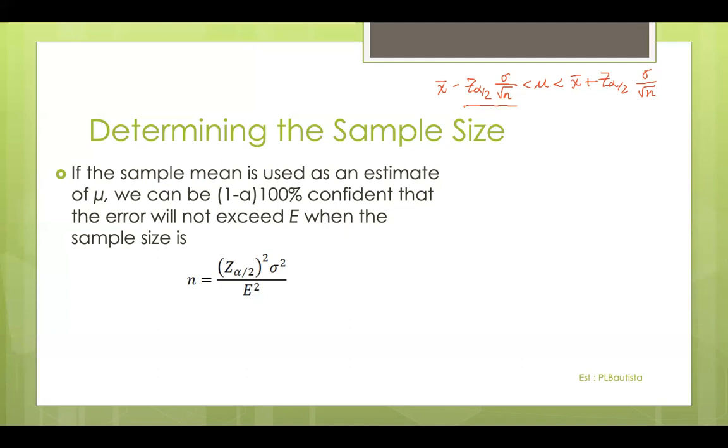So keeping everything else constant, one way we can make the margin of error smaller is by increasing the sample size. As you can see here, the small letter n, which is our sample size, is in the denominator. By making this bigger, we are able to make the margin of error smaller. So the question for us now is how big a sample is needed in order to minimize the margin of error to a required level. If the sample mean is used as an estimate of mu, we can be 1 minus alpha 100% confident that the error will not exceed a value e when the sample size is at least this value.